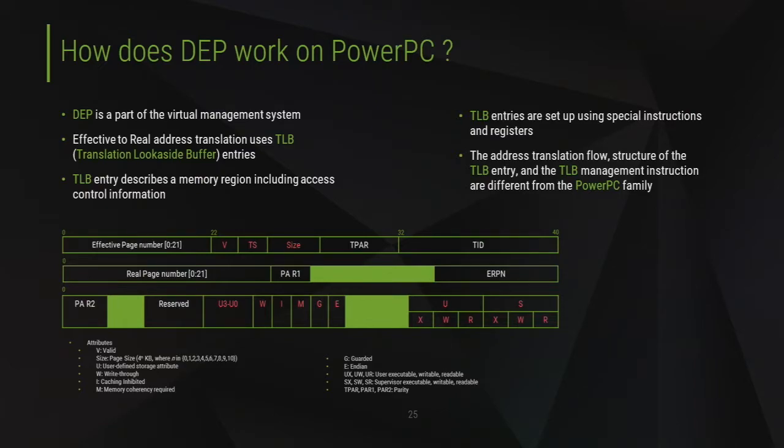How does DEP work on PowerPC? DEP is part of the virtual memory management system. The effective to real address translation uses TLB entries. A TLB entry describes a memory region including access control information. To set up a TLB entry, you should use special instructions and registers. Note, the address translation flow, the structure of the TLB entry, and the TLB management instructions depend on the PowerPC family.